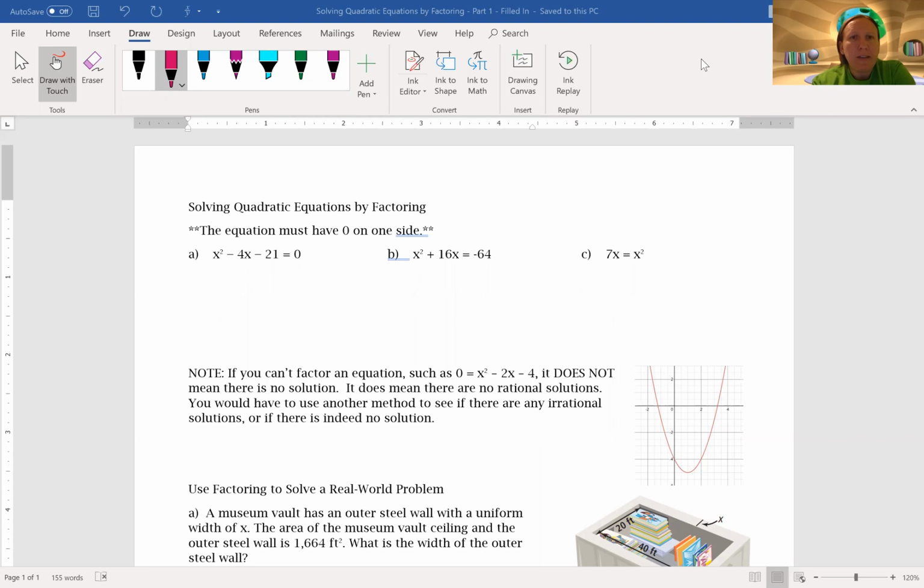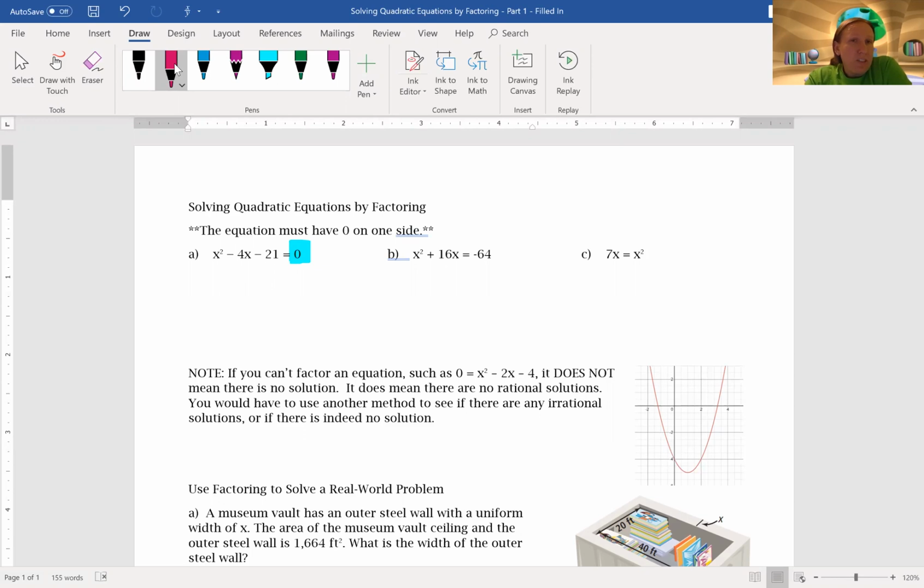We have x squared minus 4x minus 21 equals 0. I like that we have that equals 0. That means that I can try to factor what's on that left-hand side. So there's lots of different ways to factor things. So you need to make sure you go back and review that factoring flow chart and know those steps of what you're supposed to do.